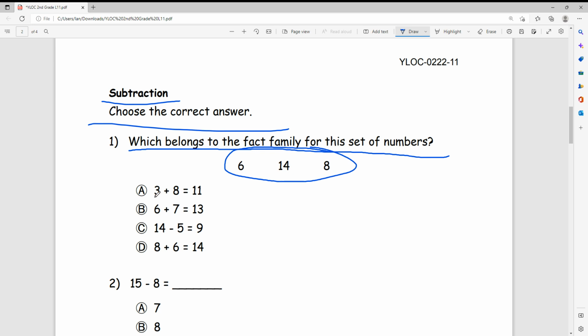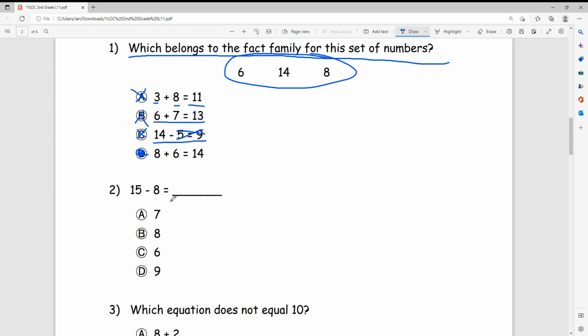So if we look at A, 3, 8, and 11, none of these numbers are here. So this is just out. Okay, next is B. 6 plus 7 equals 13. And once again, these numbers aren't used. Let's cross this one out. C, 14 minus 5 equals 9. 14 is there, but these two aren't. So last one is 8 plus 6 equals 14. There's 6, 8, and 14 here. So this was our answer, D.